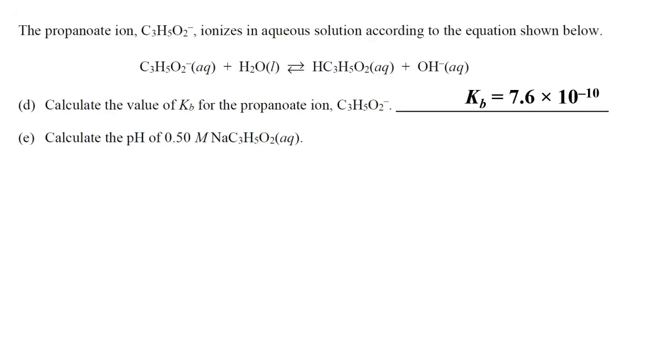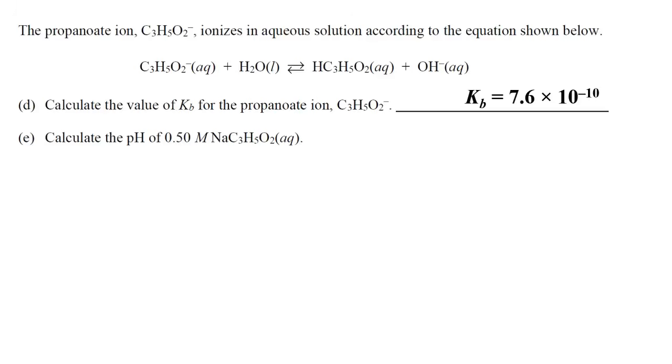In part E of this question, it says, calculate the pH of 0.50 molar sodium propanoate. So the chemical formula for sodium propanoate is Na for sodium, followed by C3H5O2. And as you can see at the top of this slide, it's the propanoate ion, which has the chemical formula C3H5O2-, that behaves as a weak base. So the propanoate ion ionizes in aqueous solution according to this equation shown below.